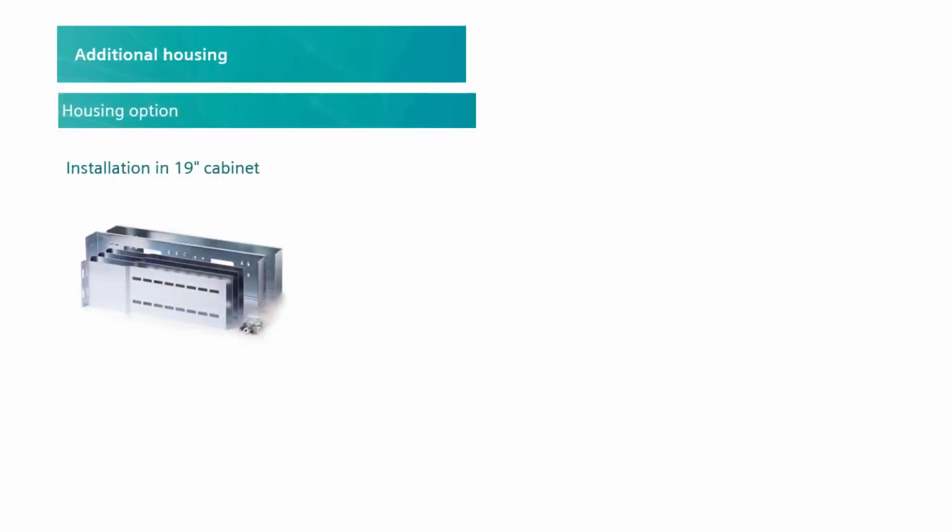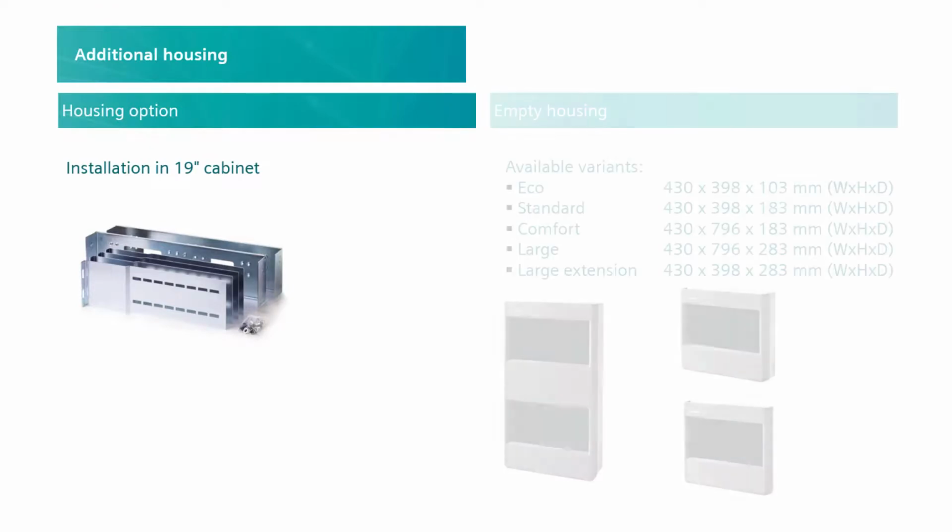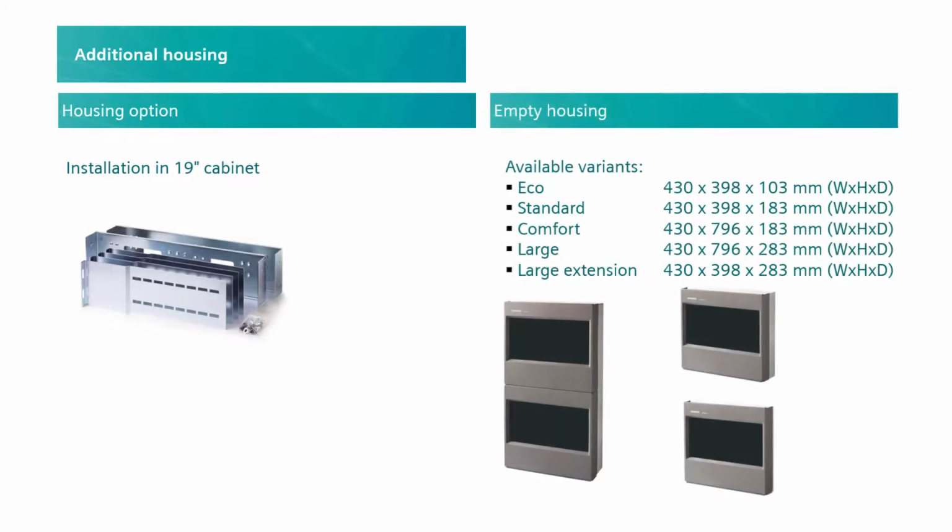Here, we have additional housing options. It is possible to install the fire control panels and the fire terminals in a 19-inch cabinet. There are also various empty housing types. They are used for components which do not fit into the stations, that is, decentralized power supply units or additional batteries. If the housings have the same depth as each other, they can be stacked.